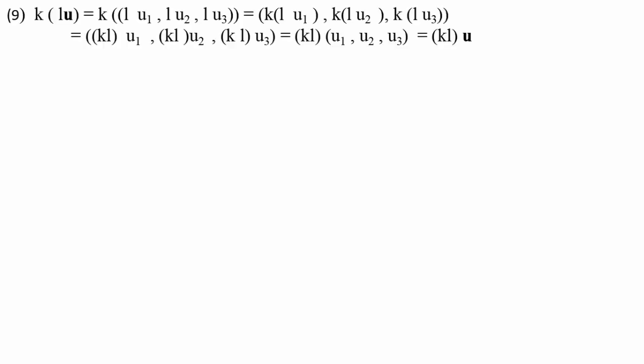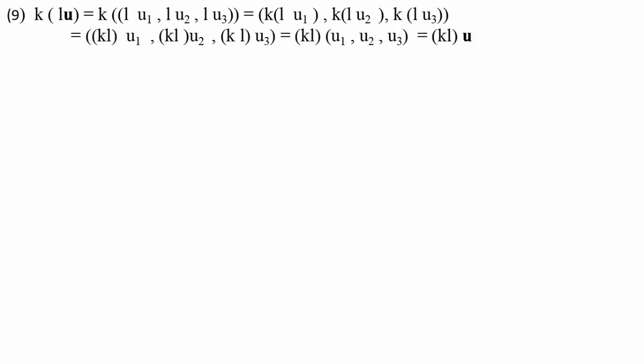Ninth axiom. Let k and l be two scalar numbers and u equal to (u1, u2, u3) is in V. Then k into (lu) equals k into (l into (u1, u2, u3)). And l into (u1, u2, u3) is nothing but (lu1, lu2, lu3). Hence it can be written as (k into lu1, k into lu2, k into lu3). And this is equal to kl into u, because k, l and u1, u2, u3 all are real numbers.